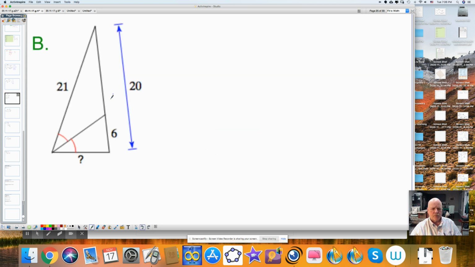The next one, this is our x. Since the whole thing is 20 and this is 6, this would have to be 14. So I can write x is to 6 as 21 is to 14. Simplified, x is to 6 as 3 is to 2. Multiply both sides by 6, and I get x is equal to 9.